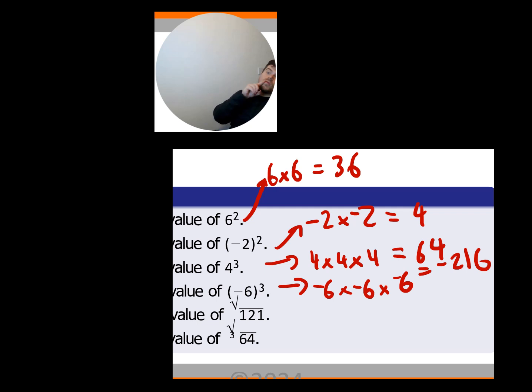If you are struggling with these, please don't hesitate to reach out. We've got the root of 121, which equals 11, and the cubic root of 64, which is 4, because we know 4 times 4 times 4 is 64, and we know 11 times 11 is 121.